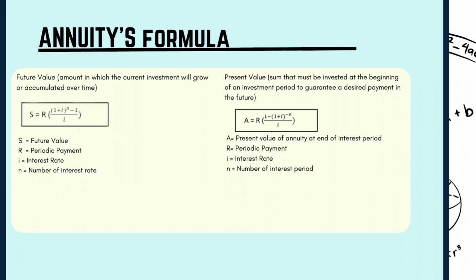bracket. For your information, S is future value, R is periodic payment, I is interest rate, and N is number of interest periods. Then present value is the sum that must be invested at the beginning of an investment period to guarantee a desired payment in the future. The formula of present value is A equals R bracket 1 minus bracket 1 plus I bracket power of negative N over I bracket. And for your information, all the terms that we use in present value are the same as the future value, except A, which is the present value of annuity at the end of the interest period.